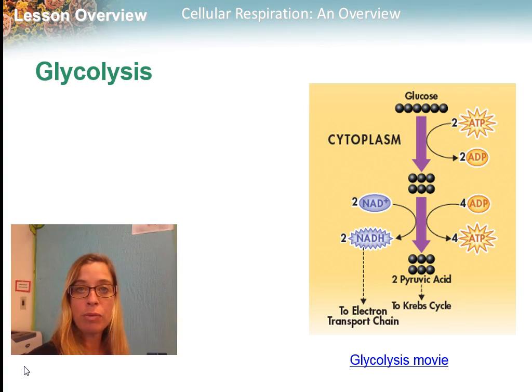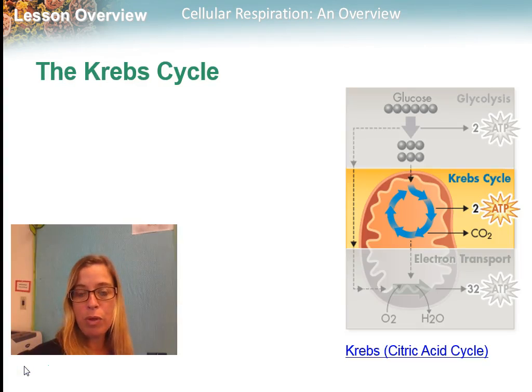So let's quickly review. Glycolysis. 1 glucose is broken into 2 smaller pyruvates. In the process, 2 net ATP are produced and 2 high energy electron carriers are also produced. As we move out of the cytoplasm and into the Krebs cycle, the pyruvates are further broken down. Every one of those carbons, all 6 carbons, are stripped off and released as CO2.